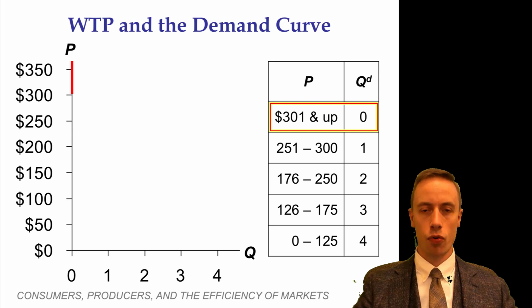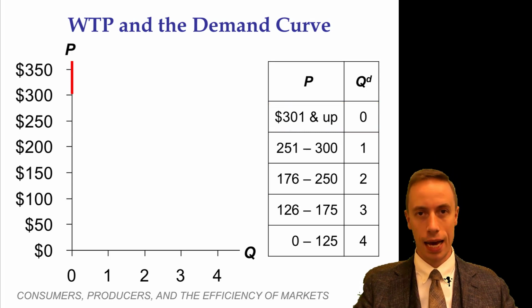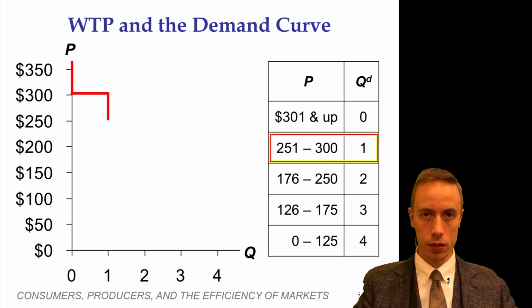Since we have entire ranges of prices, we can fill in this demand curve segment by segment. Anywhere above $300, nobody is buying an iPad. Then at the $300 mark, we go from 0 exactly to 1 buyer. And we stay at exactly 1 buyer all the way down to $251.